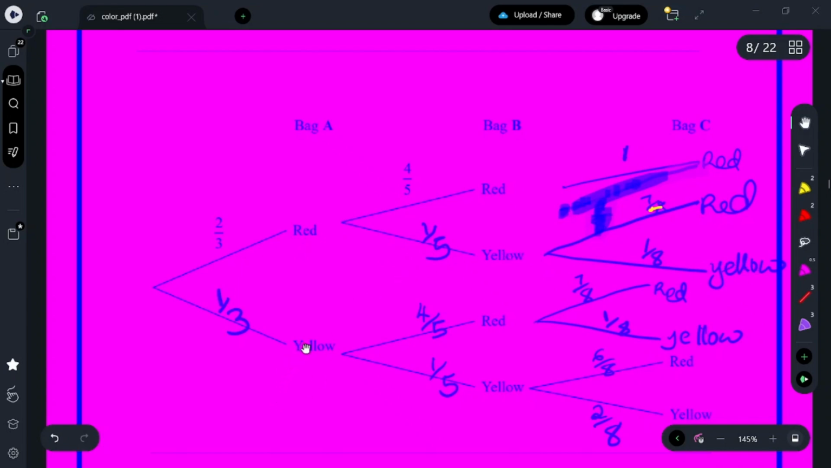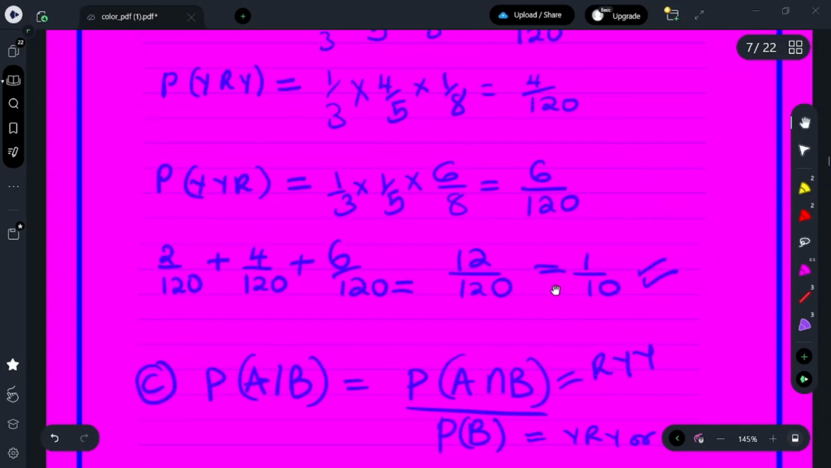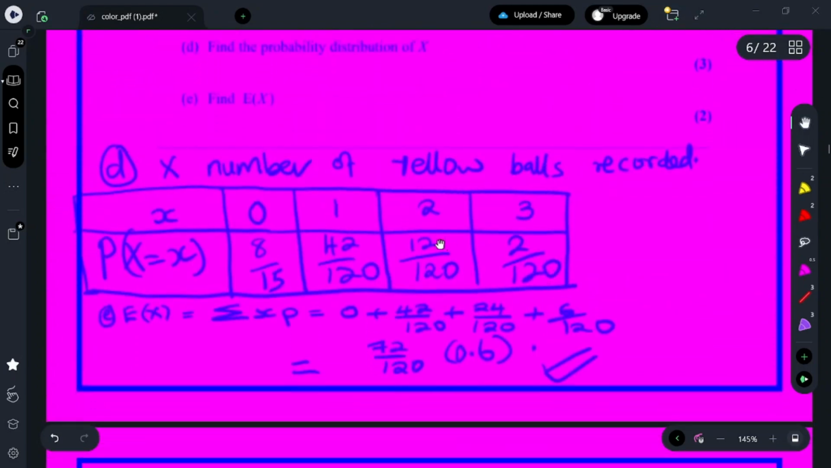Another two yellows would be yellow, red, yellow. That's another two yellows. So when we multiply 1 over 3 times 4 over 5 times 1 over 8, and we add 2 over 3 times 1 over 5 times 1 over 8, we are able to get the probability for getting two yellows. We also need to add 1 over 3 times 1 over 4 times 1 over 6 over 8. That gives us 2 yellows and 1 red.